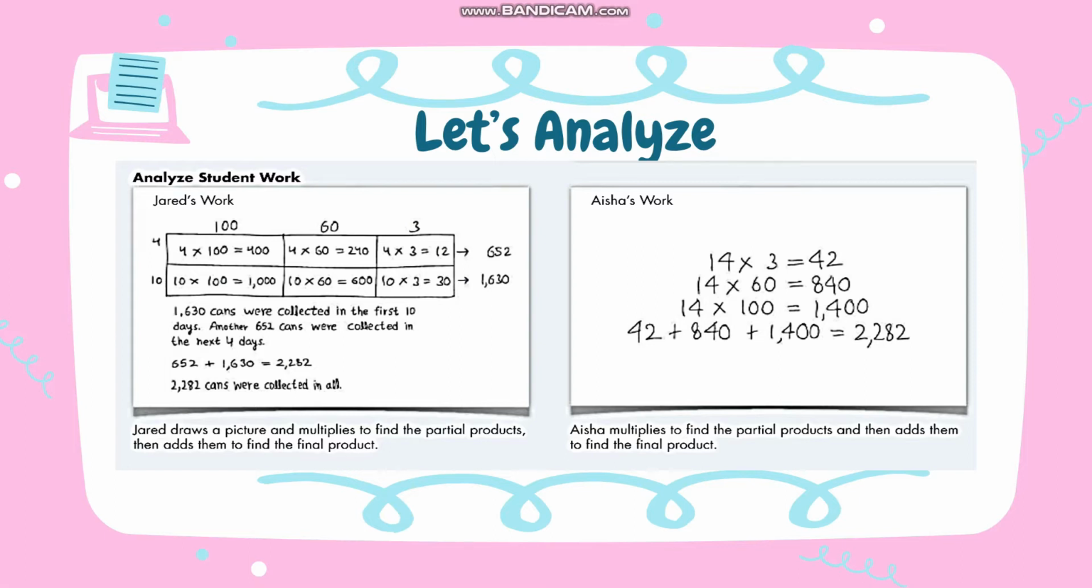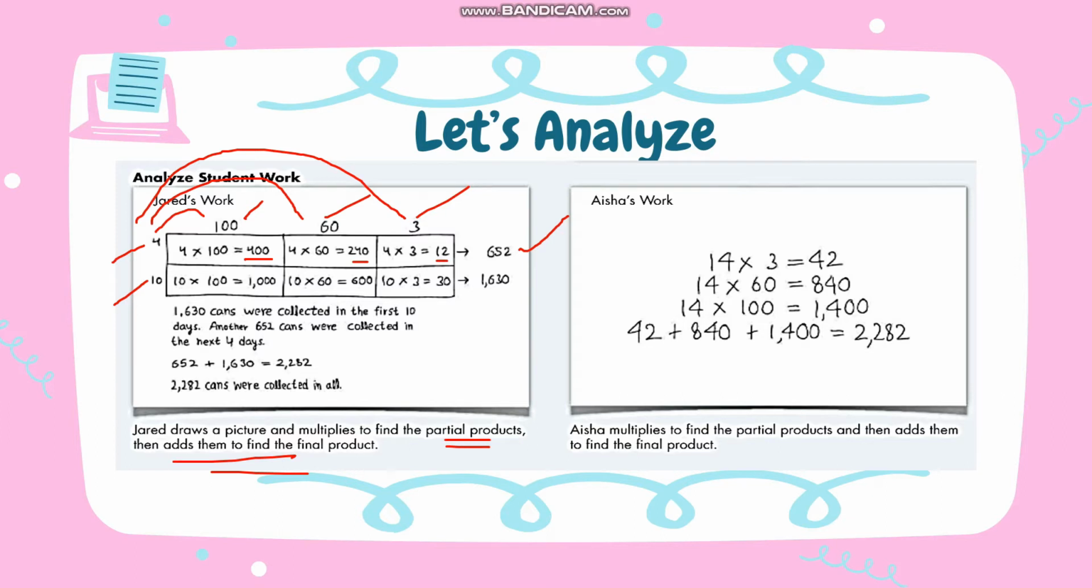Jared draws pictures and multiplies to find the partial products, then adds them to find the final product. The given is 163 multiplied by 14. He breaks 163 down into 160 and 3, then the 14 into 10 and 4. Then 4 multiplied by 100 is 400, 4 multiplied by 60 is 240, and 4 multiplied by 3 is 12. So 400 plus 240 plus 12, the first partial product is 652.